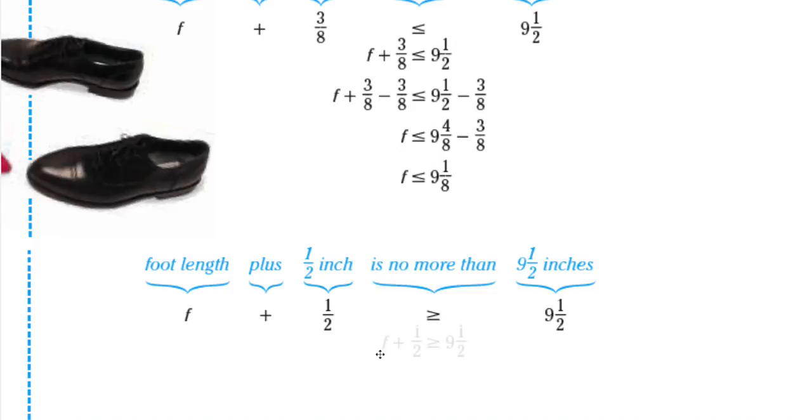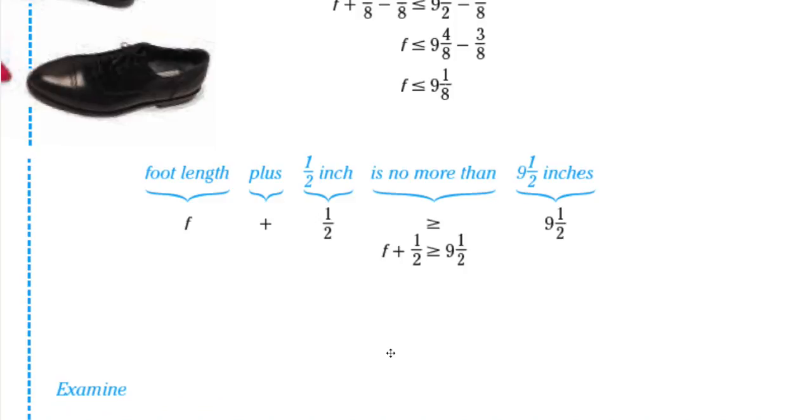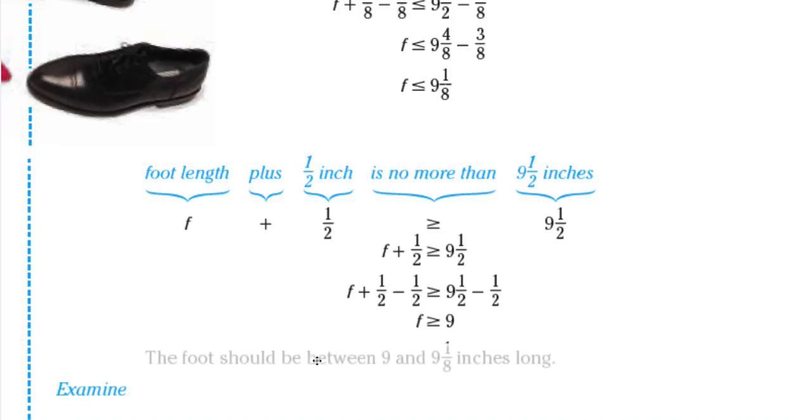If we want to solve for F in this case, we need to undo 1/2 by subtracting 1/2 from each side, and then we are left with F is greater than or equal to 9, because 9 1/2 minus 1/2 gives us 9. Which means that the foot should be between 9 and 9 1/8 inches long because of these two answers.